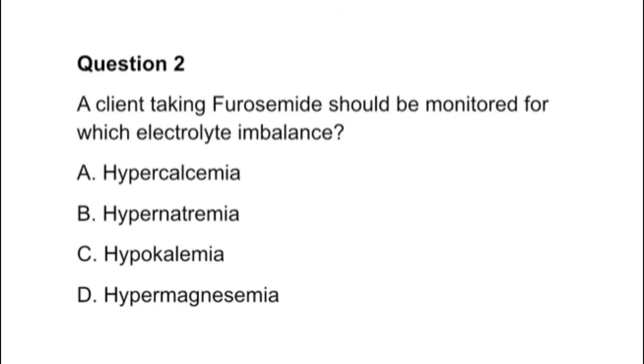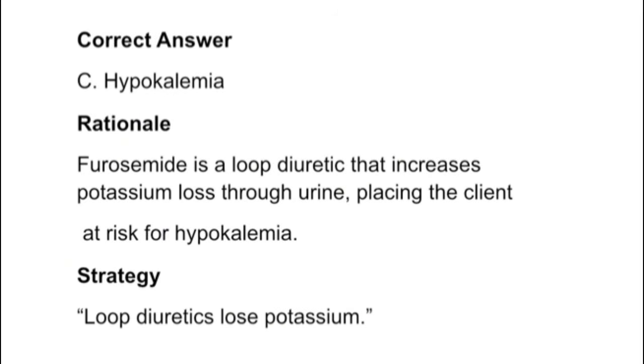Question 2. A client taking furosemide should be monitored for which electrolyte imbalance? A. Hypercalcemia. B. Hypernatremia. C. Hypokalemia. D. Hypermagnesemia. Correct answer. C. Hypokalemia. Rationale. Furosemide is a loop diuretic that increases potassium loss through urine, placing the client at risk for hypokalemia. Strategy. Loop diuretics lose potassium.